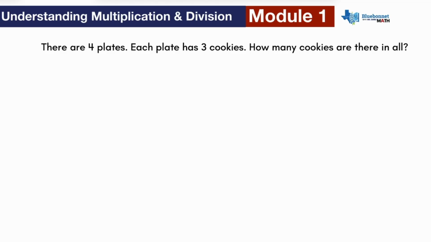It says that there are 4 plates. Each plate has 3 cookies. How many cookies are there in all? So right off the bat, just by reading this, I can see that there are 4 plates. And it says each plate has 3 of the cookies. And we are looking for a total of how many cookies there are in all.